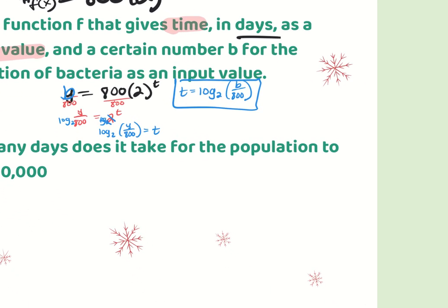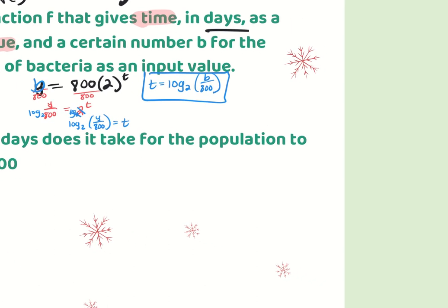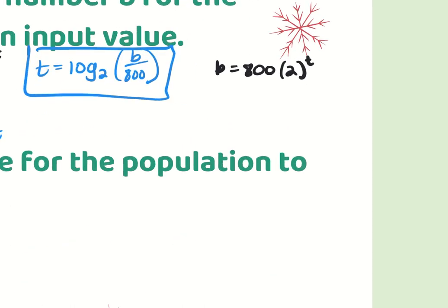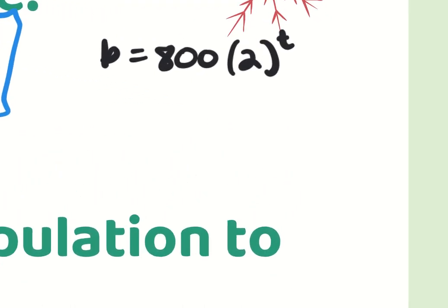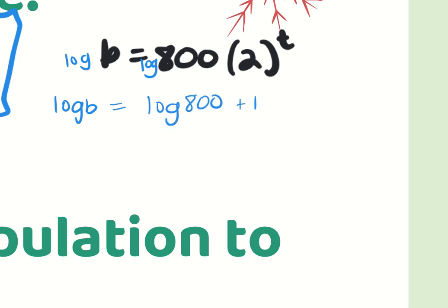Now somebody at the beginning said, let's do b this time, b equals 800 times 2 to the t. Said to find the log first. So if I log both sides of this equation, this is where it gets sticky. I would have to log b equals, and I would log 800 plus log 2 to the t. So like, let's say this was a base of 2.